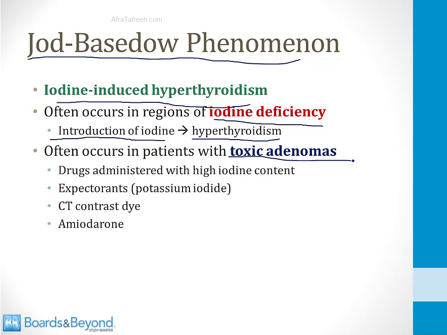So for example, if a patient has a toxic adenoma and you administer a drug with a high iodine content like amiodarone, or if you give them an expectorant for their cough, some of these contain potassium iodide.